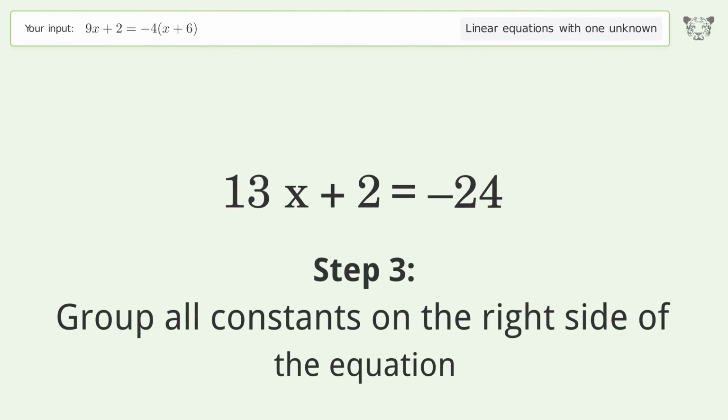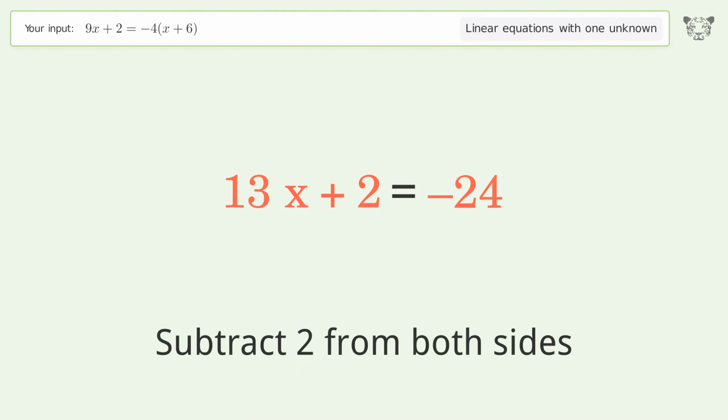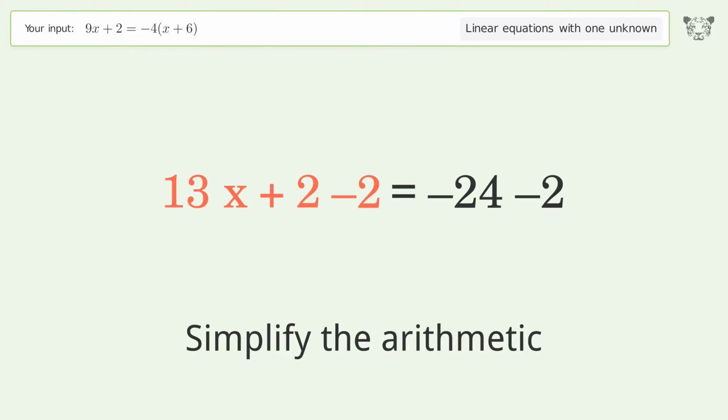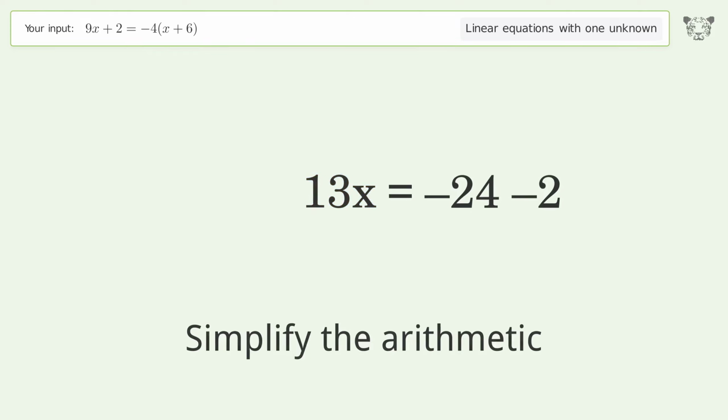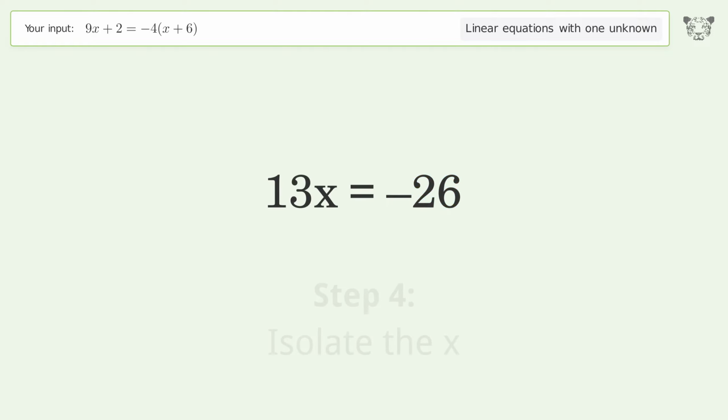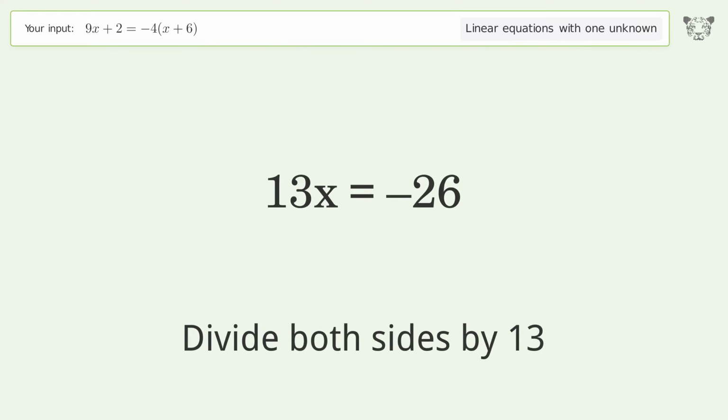Group all constants on the right side of the equation. Subtract 2 from both sides. Simplify the arithmetic. Isolate the x. Divide both sides by 13.